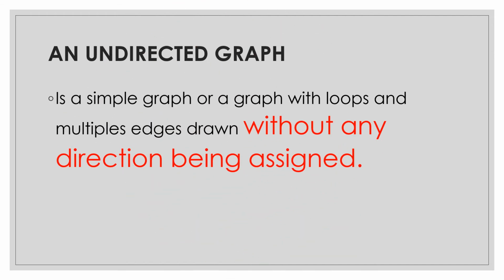Just now it was a directed graph and now it's an undirected graph. So what is an undirected graph? It's very easy. It's just a simple graph, or a graph with loops and multiple edges, drawn without any direction being assigned. So an undirected graph has no directions assigned. It's the graph that you learned previously, with no directions.